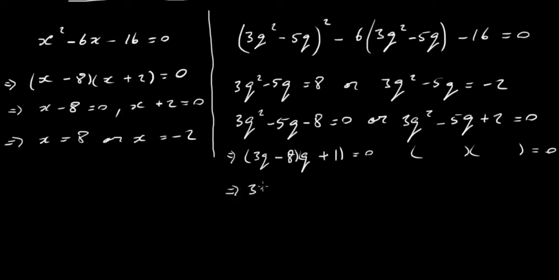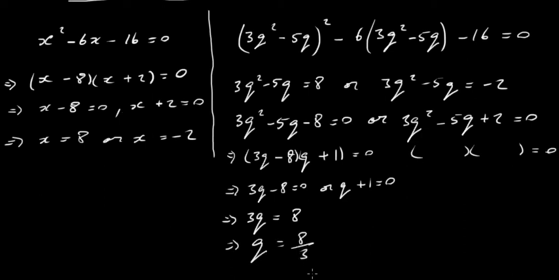So here I'll get 3q minus 8 is equal to 0, or q plus 1 is equal to 0. So that will give me 3q here is equal to 8. Add 8 to both sides. That will give me q is equal to 8 divided by 3. Now here I'll just end up with q is equal to minus 1. Subtract 1 from both sides, I should say.